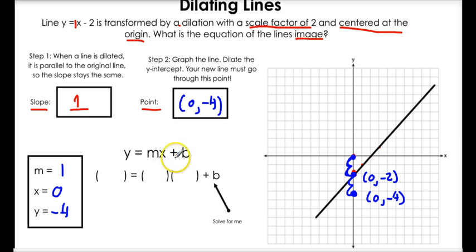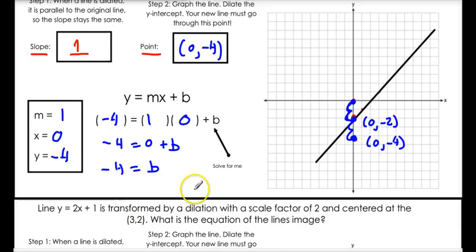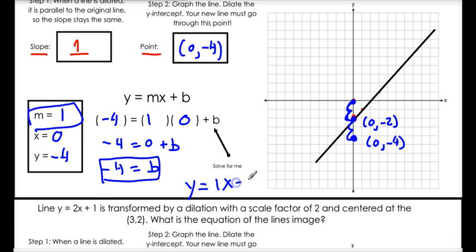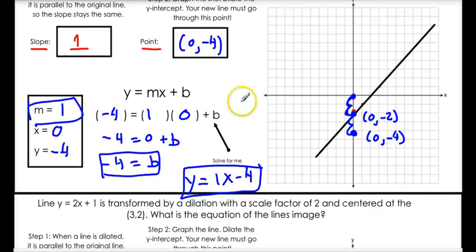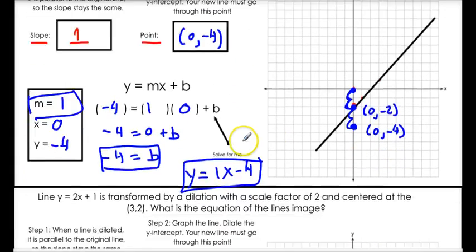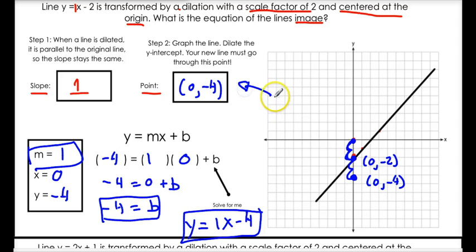And then we just plug in. Our y is -4, our m is 1, our b is 0, our x is 0. -4 equals 0 plus b. So b is equal to -4. Always finish off by writing your equation. y equals x, our slope is 1, and our b is -4. So that is the equation of our original line after a dilation centered at the origin with a scale factor of 2. But this is the hard part. Dilate the y-intercept, and that is the point it has to go through.